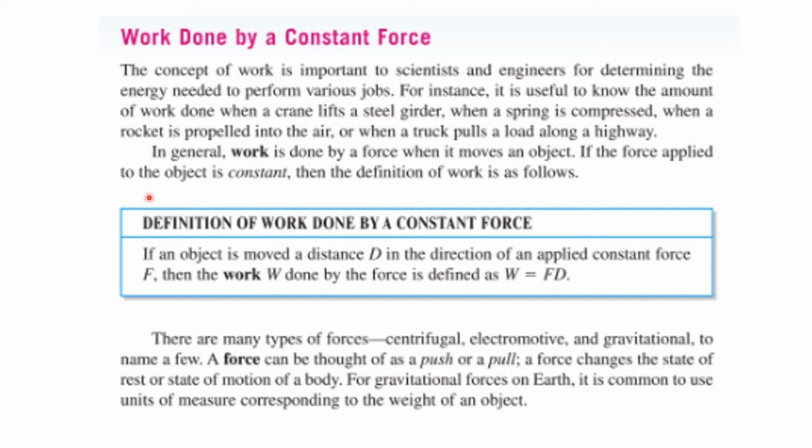Now, this is the definition of work, but it applies under very special circumstances. The force applied to the object is constant, and it is in the direction of the distance of the motion. So the definition of work done by a constant force is: an object is moved a distance d in the direction of an applied constant force, capital F. Then the work done, W, by the force is defined to be W equals F times D.